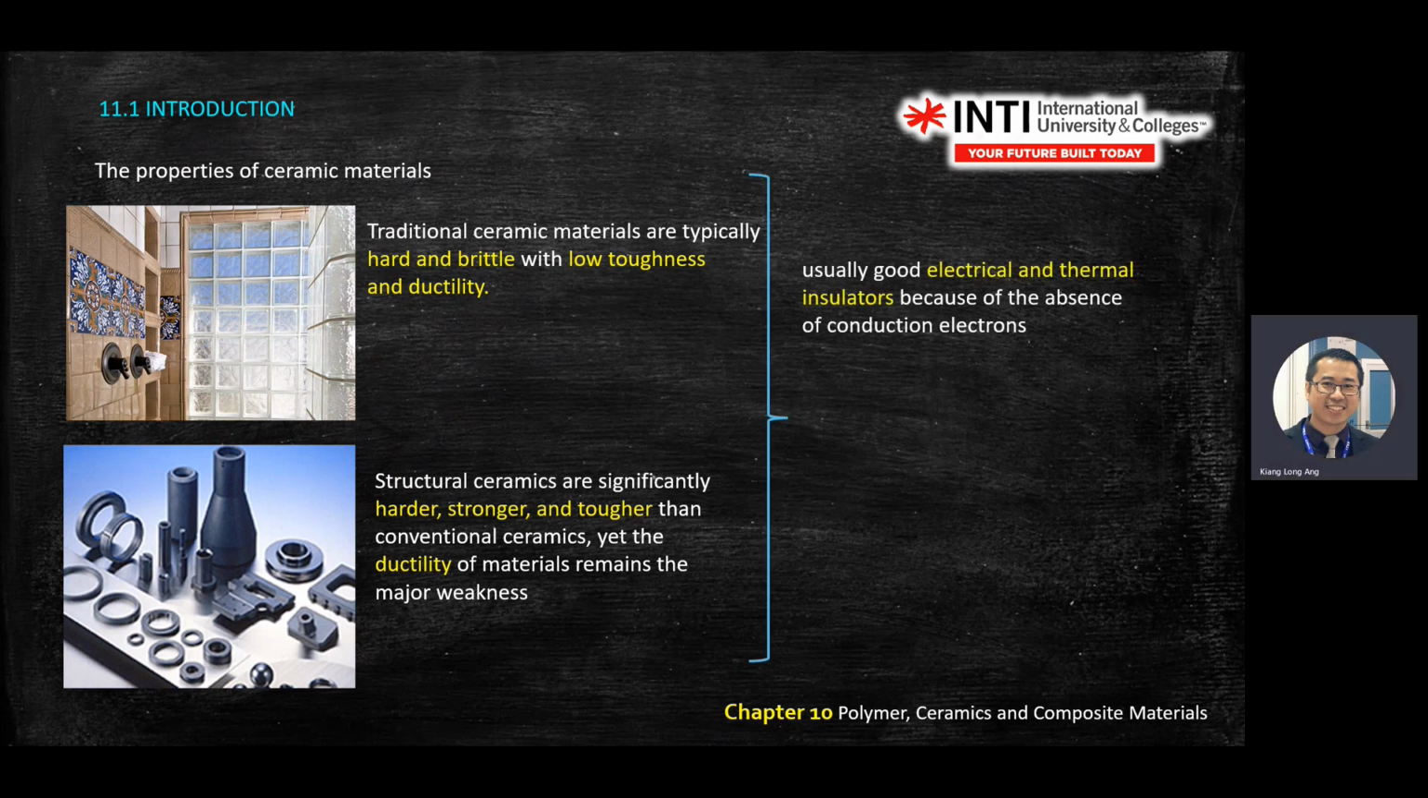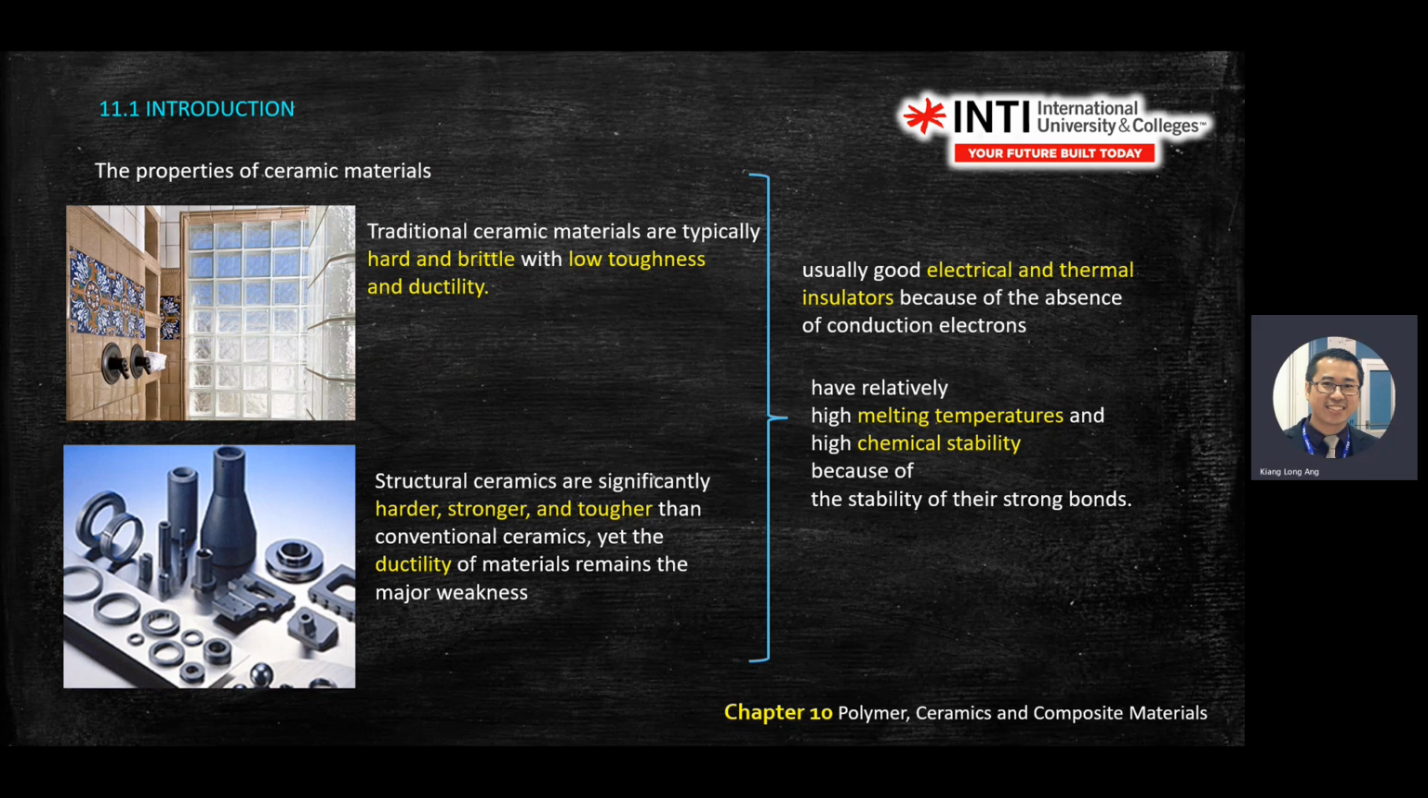So why do we need to study ceramic material? Because nowadays we are in an IoT era, Internet of Things. You're using handphone, smartphone, computer, tablets. Inside all these electronic components, you have all the resistors, all the transistors. So ceramic materials are good electrical and thermal insulators. Okay. Then they have a high melting temperature and high chemical stability. So these are the advantages compared to the metallic material.